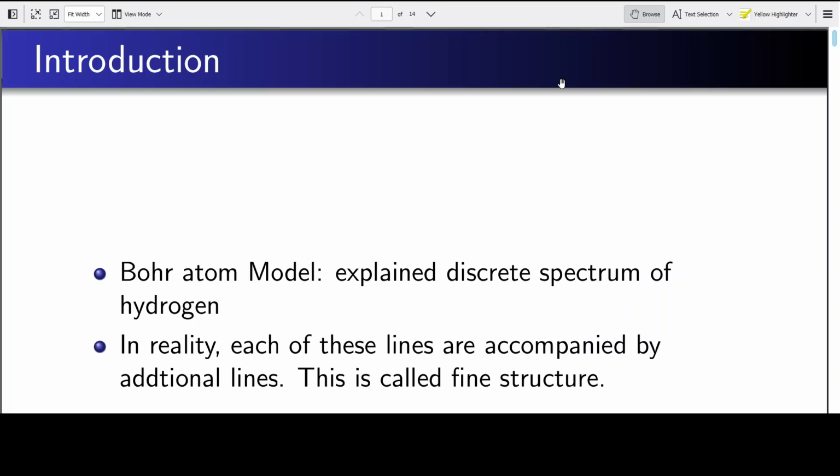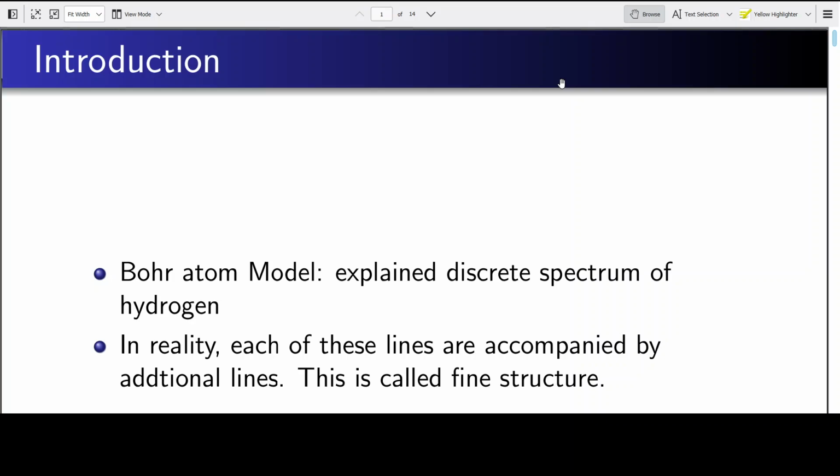In the early days of quantum mechanics, Bohr's atom model was the only one that described the discrete nature of hydrogen spectrum. He was able to explain the various series in the spectrum, but people soon realized that the energy levels are not single lines, but each accompanied by a set of closely spaced lines. This is called fine structure.